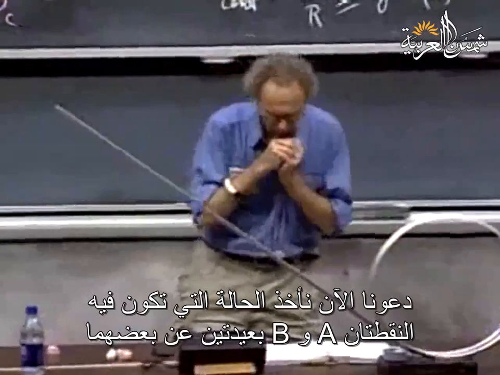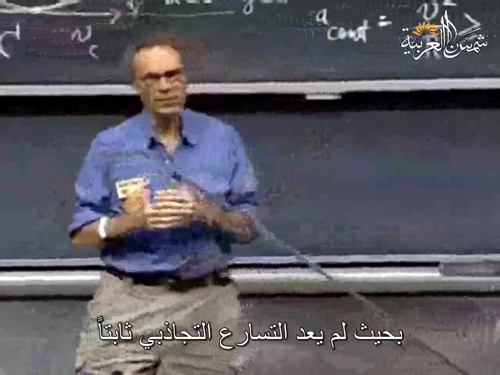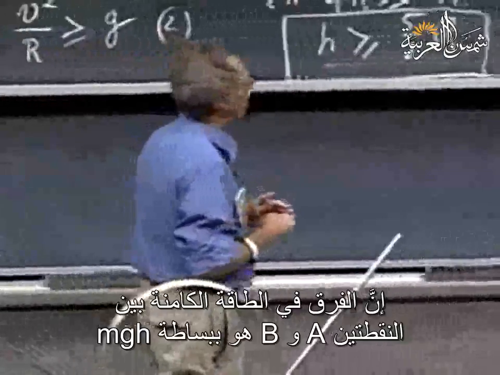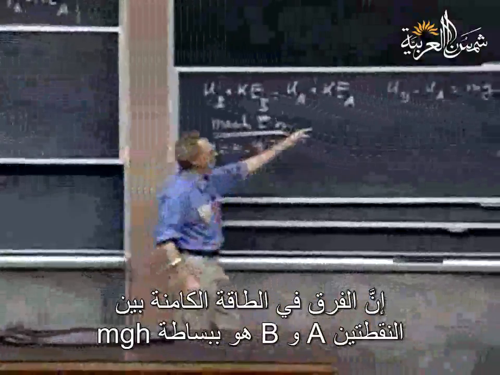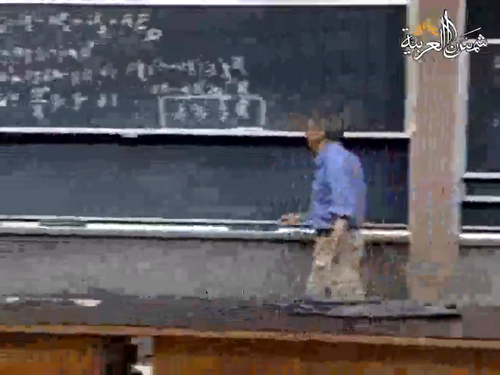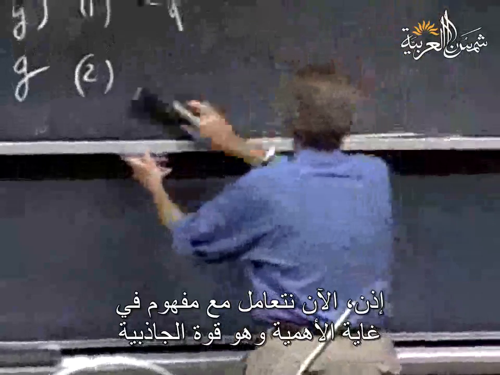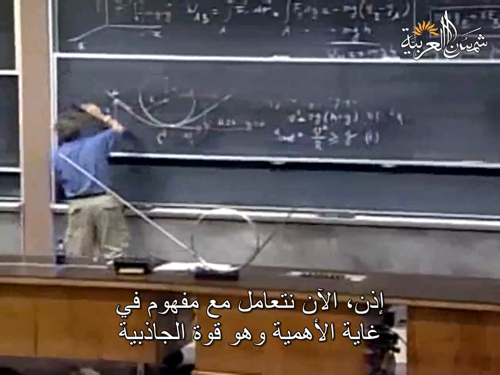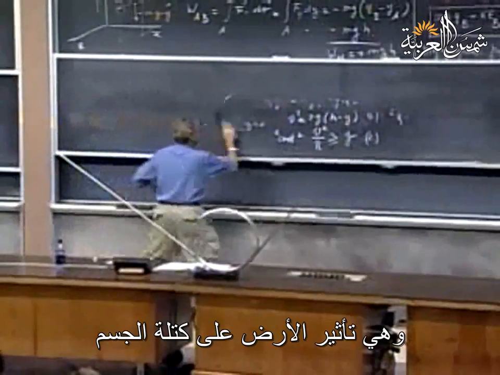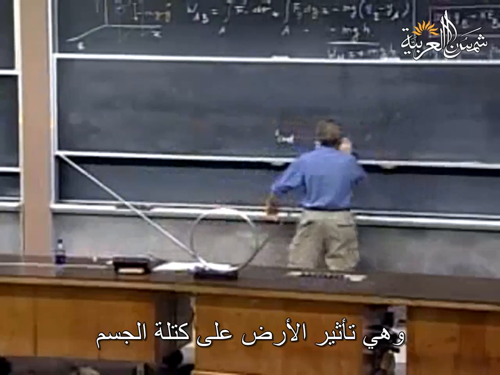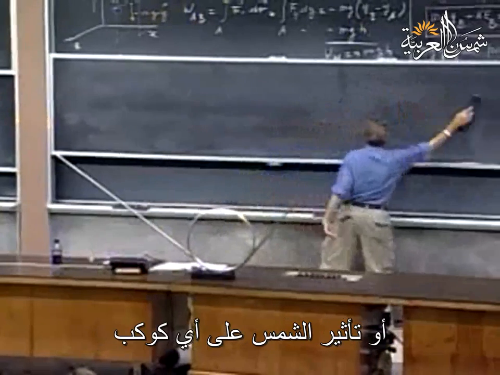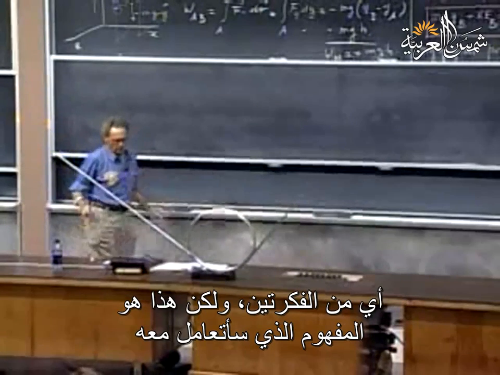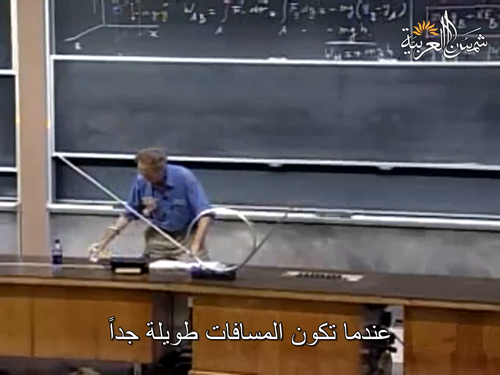Let's now look at the situation whereby A and B are so far apart that the gravitational acceleration is no longer constant, and so you can no longer simply say that the difference in potential energy between point B and point A is simply mgh. So now we are dealing with a very important concept, and that is the gravitational force. You can think of the Earth acting on a mass, or you can think of the Sun acting on a planet, whichever you prefer, but that's what I want to deal with when the distances are now very large.